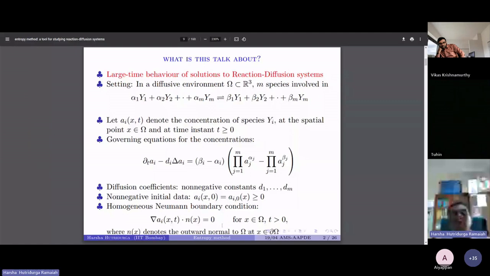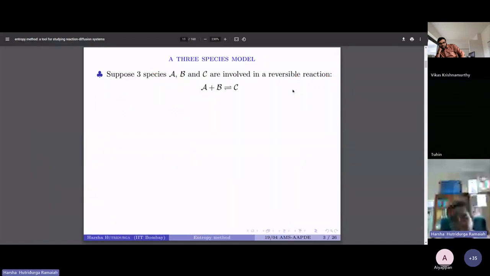Rather than working with this very general reaction diffusion system, we will be working with a particular case of a three species model. Here we are considering 3 species, A, B, and C, and they are undergoing this particular kind of reaction: A plus B react to give C, and C disintegrates to give back A plus B. So that's the chemical reaction that we are interested in.